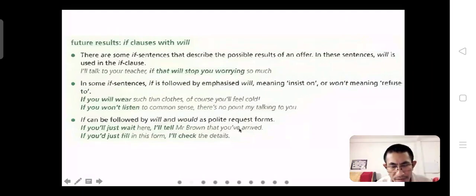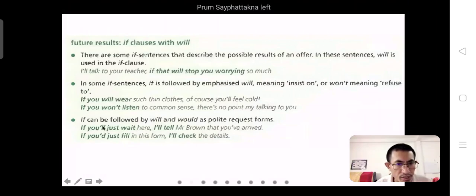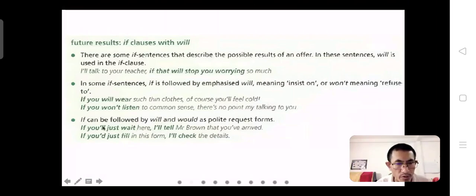Brown, that you have arrived. You see, we use will here to refer to the polite request, or you can use would here for a polite request too. If you would just fill in this form, I'll check the details. You see, there are two ways that you can use will or would in an if clause to refer to a polite request. If you will fill this form, I'll check the details for you. You see, that is the polite request.